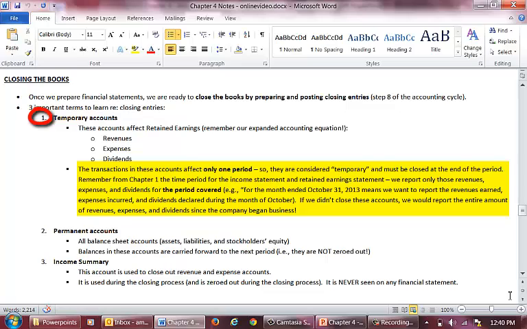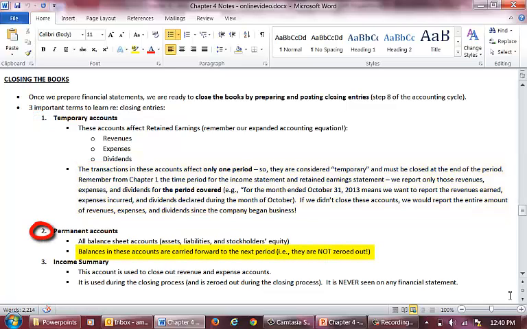If we didn't close these accounts, we would report the entire amount of revenues, expenses, and dividends since the company began business. This is the reason why we close the books, to zero out the balances in our revenue, expense, and dividend accounts so that they will report only the revenues, expenses, and dividends for the current period and not before. The balances in our permanent accounts, on the other hand, are not zeroed out.